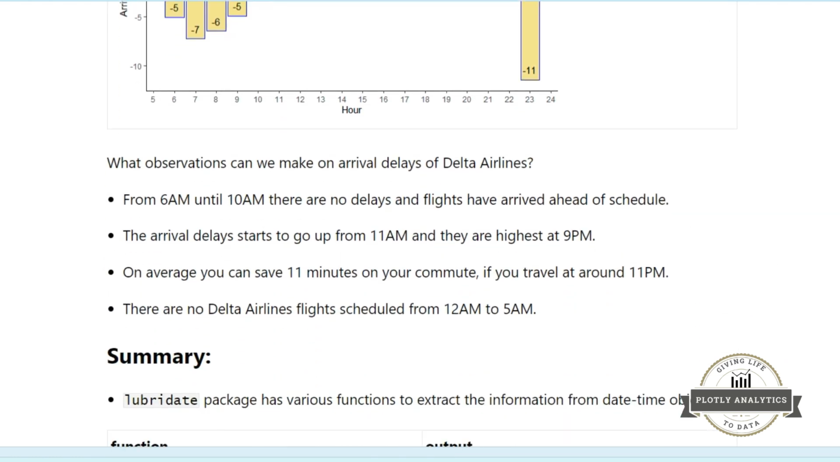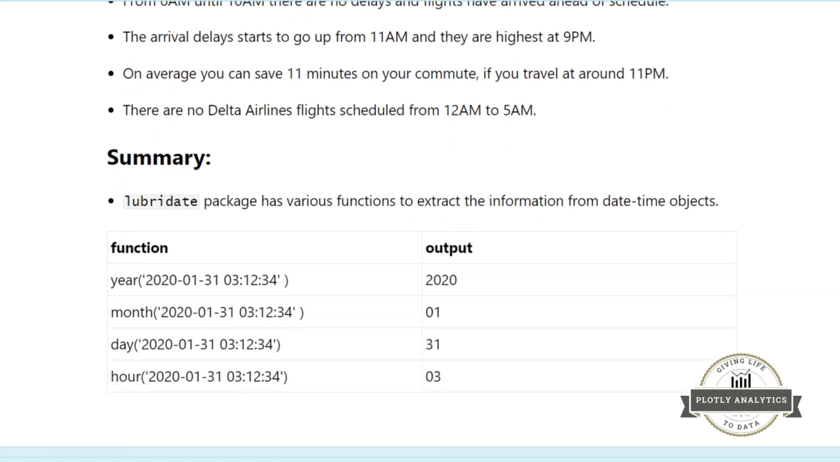Great, so let's summarize. The lubridate package has various functions to extract information from datetime objects. Following is the list of functions one can use. If you want to extract the year, then use the year function. It will give you the result as a year value. If you want to extract the month, use the month function. It will give you the month value. If you don't want the value, then assign label equal to TRUE. It will give you the month description. If you want the day, use the day function. If you want the hour, use the hour function, and so on.